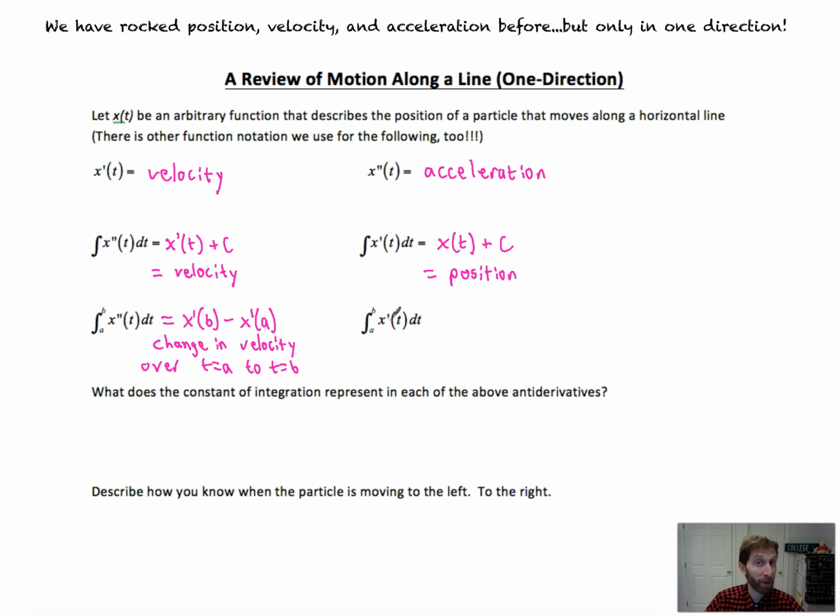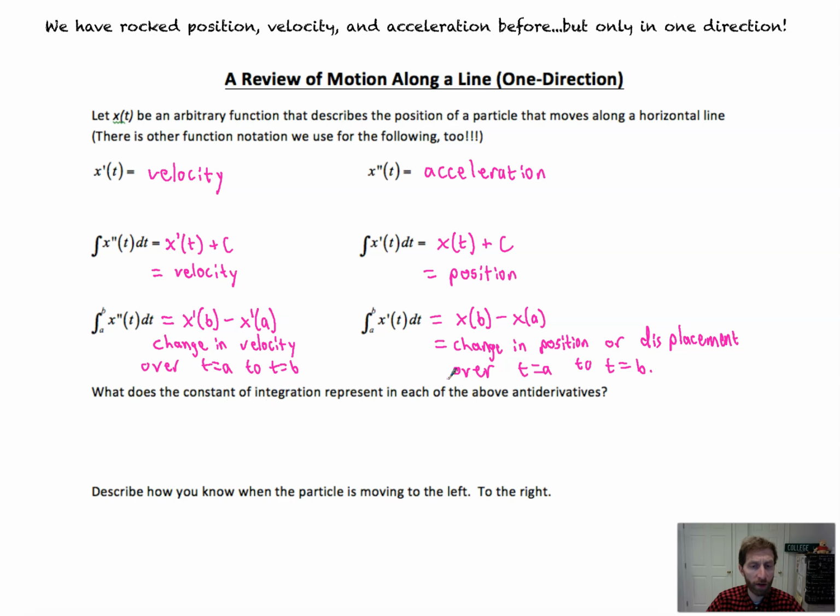And if we integrate x prime of t from a to b, that's going to be equal to the next level up, x of b, the position at b, minus the position at a. So that's known as the displacement, or the change in position, and I'll write this all out for you, over t equals a to t equals b, whatever those units of time are. Okay, all right, let's keep rocking and rolling.